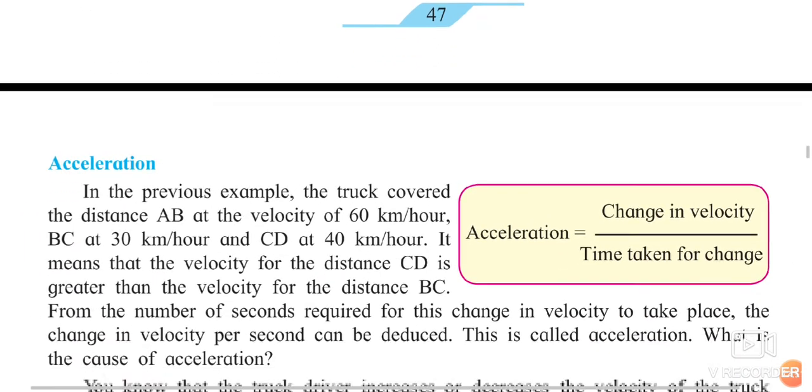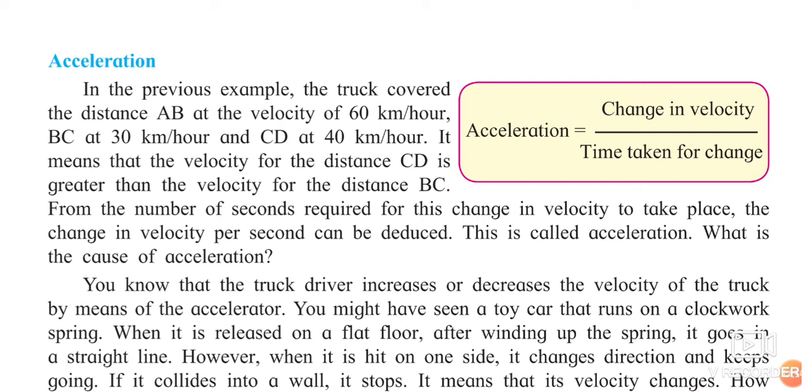So we'll see the next part, that is acceleration. In the previous example, the truck covered the distance AB at the velocity of 60 km per hour. So just now we have seen that the truck covered the distance AB at 60 km per hour, BC at 30 km per hour, and CD at 40 km per hour. So now just see, in 3 hours the total distance, 60 plus 30 is 90, 90 plus 40 is 130. So 130 kilometers was traveled in 3 hours.